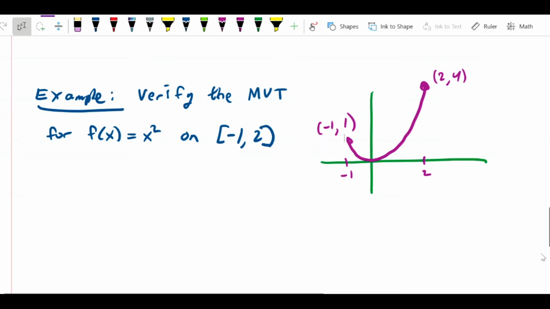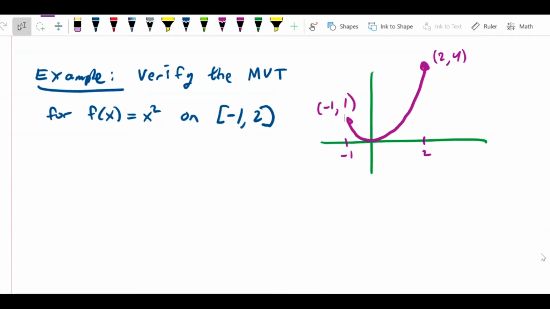So here's a typical starting problem with the MVT. Let's verify the MVT, the mean value theorem, for the function f of x equals x squared on the interval -1 to 2. When I say verify, and this is what the problem would mean if it asked you to verify, what it means is that the thing that the mean value theorem claims will be true is actually true.